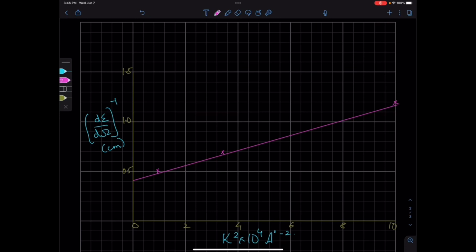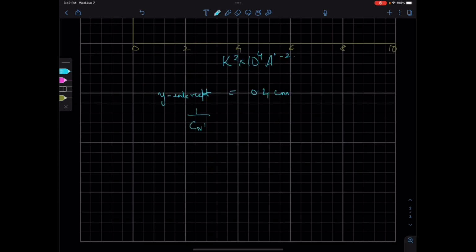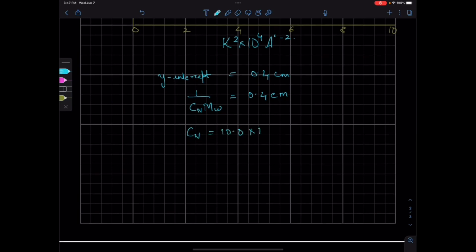So we get the y-intercept as 0.4 centimeter, but our y-intercept is 1 over Cn Mw, and Cn is 10.0 times 10 to the -5 moles per gram centimeter. So Mw is 25,000 grams per mole.